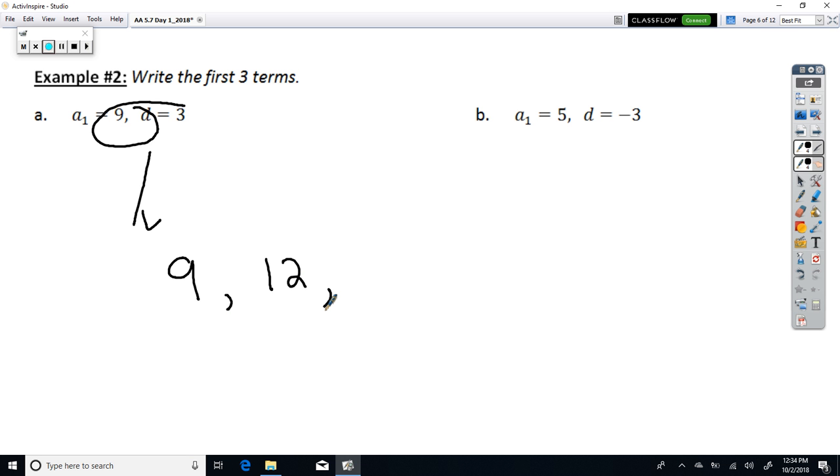It's always going to be adding. It would be a negative if you're, I know the word difference is subtraction, that's what you need to do. Then the next one would be 15. On the homework, they may ask you for the first 6, so you would just keep going.